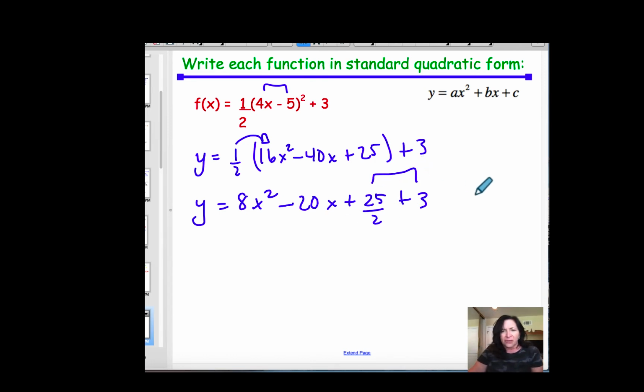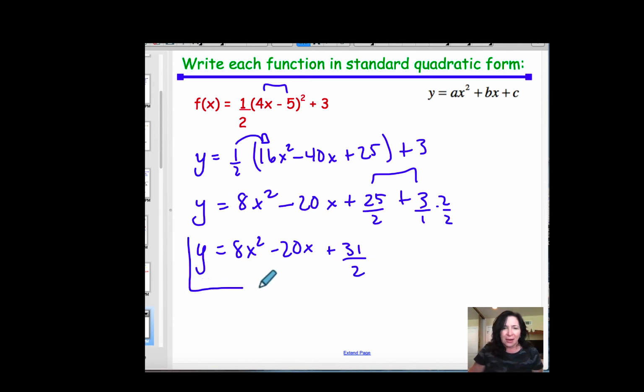So I need to combine these 2 terms here. 3 and 25 halves, I could definitely do that. 3 times 2 is 6. Add 25. So yeah, you could do it that way, but I'm just going to get a common denominator and multiply by 2 over 2. 25 plus 6 is 31. And so let's see where to put that. We go y equals 8x squared minus 20x plus 31 over 2. And now we are in standard form from vertex form.